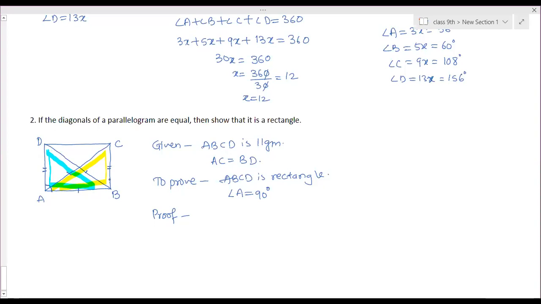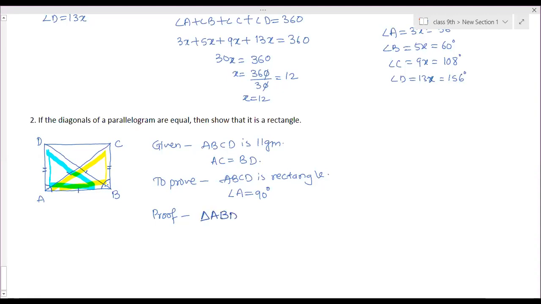Therefore, angle A and angle B are equal by CPCT. Now, these two are adjacent angles of the parallelogram. So AD is parallel to BC. Therefore, angle A plus angle B is equal to 180 degrees. So angle A plus angle A is equal to 180. So 2 angle A is equal to 180. Angle A will be 90. So one angle is 90. That means all other angles are 90. Therefore, it is a rectangle. Clear? Yes, ma'am.